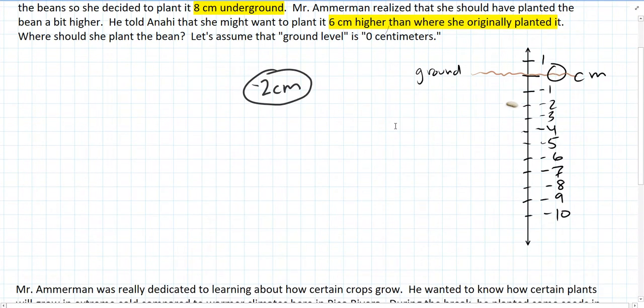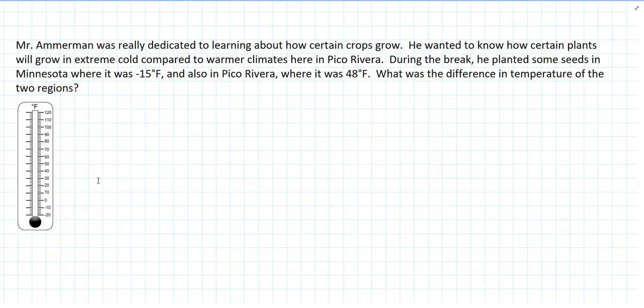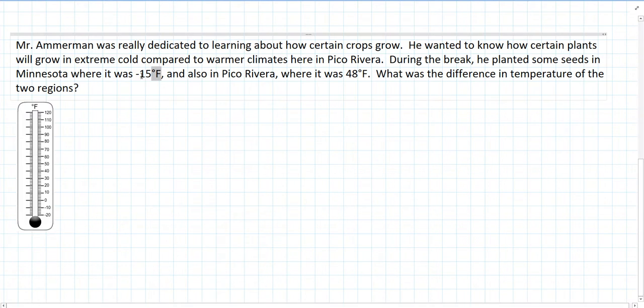Let's take a look at the next problem that's also with integers. Okay, so this next problem we have is Mr. Ammon was really dedicated to learning about how certain crops grow. He wanted to know how certain plants will grow in extreme cold weather compared to warmer climates here in Pico. During the break, he planted some seeds in Minnesota where it was negative 15 degrees Fahrenheit, and also in Pico Rivera where it was 48 degrees Fahrenheit. What's the difference in temperature of the two regions?